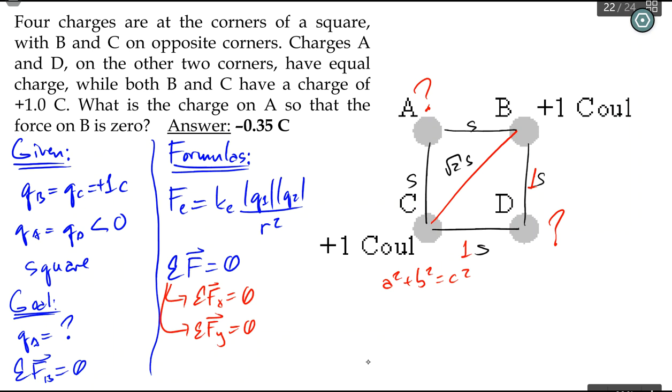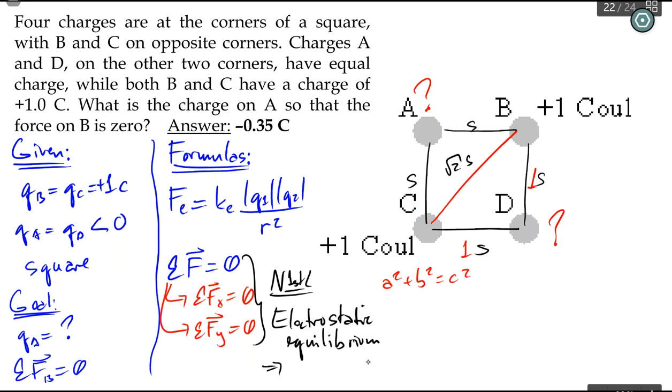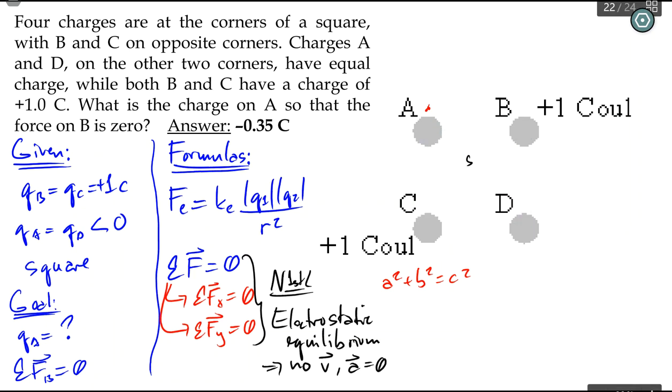So take note, Newton's first law, and particularly since we're talking about charges, this is electrostatic equilibrium. What that means is there is no motion of the charges. They're all staying put. So no velocity, acceleration is 0, and so the velocity is 0 as well. That's pretty much it. So let's go to this diagram. Let me erase everything here. Take note, you will need Pythagorean theorem to solve that.